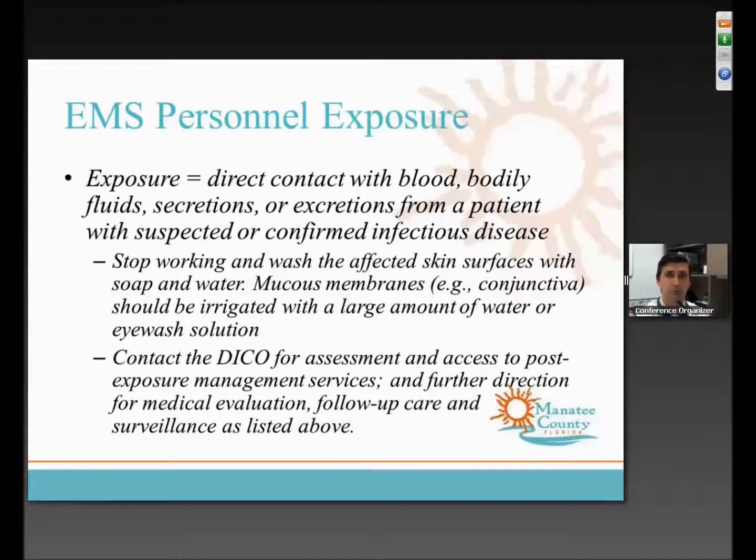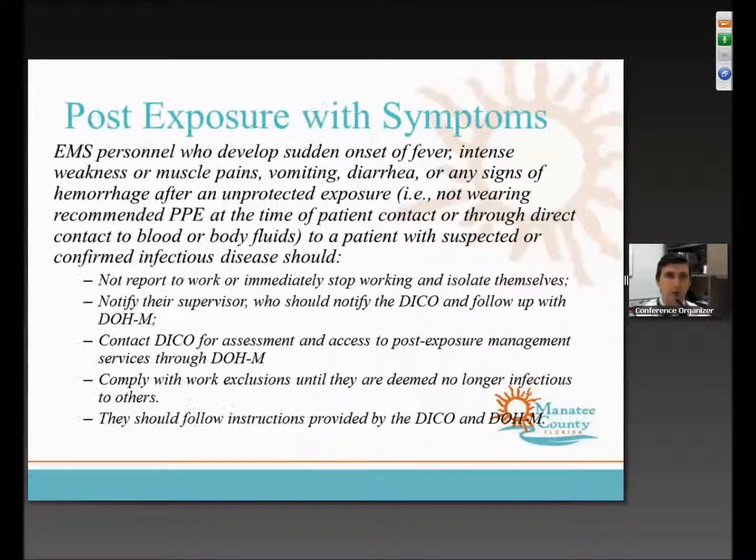Known exposure would be direct contact with blood, bodily fluids, secretions, or excretions from a patient with suspected or confirmed infectious disease. If that should occur, for example, a suit was to break and you were to touch the skin of the patient or something of that nature, or if you were to come in contact with a patient before you realize that they may be a patient of infectious disease, you should stop working, wash the affected skin surfaces with soap and water, including mucous membranes, which should be irrigated like your eyes, as soon as absolutely possible, and contact the designated control officer.